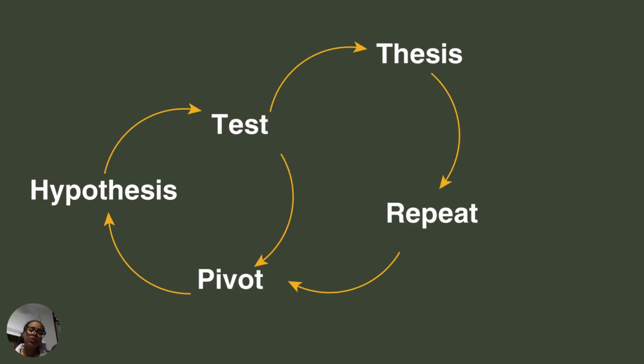And so the process that we use is this. We come up with a hypothesis, we test. Depending on the results of the test, we may come up with our thesis and repeat, or we may come up with a need to pivot. And that's what we do.